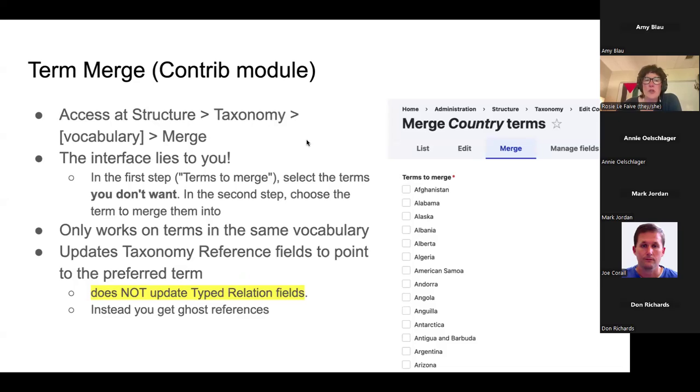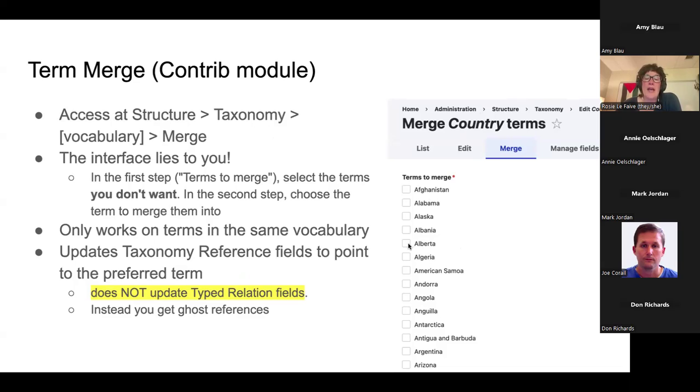And the other module that's really useful is called Term Merge. Again, it's a contrib module and it's in the starter site. You access it if you go to Structure, Taxonomy, choose a vocabulary, and then click the Merge tab. Be really careful with it because the interface lies to you. So it says terms to merge on the first step, but what it really needs you to select is the terms that you don't want.